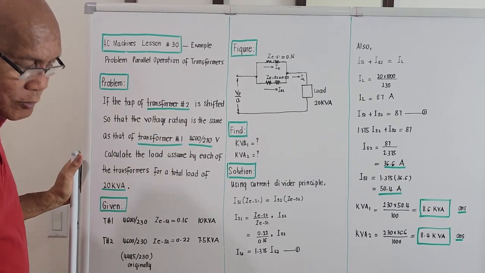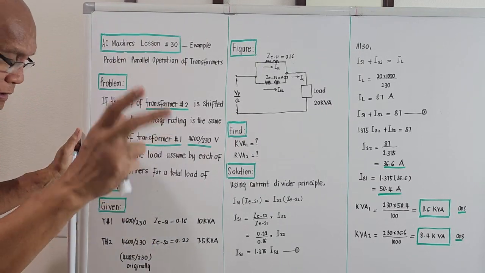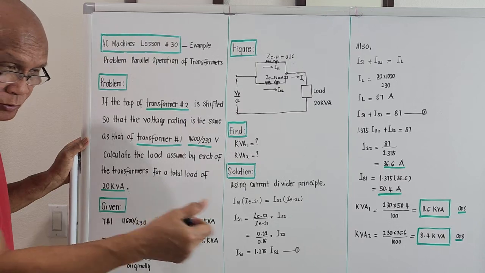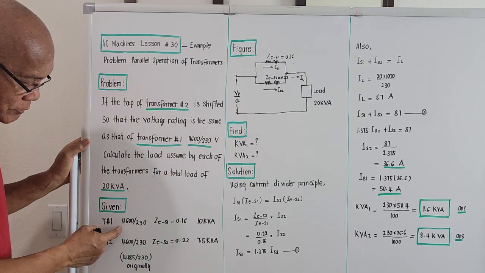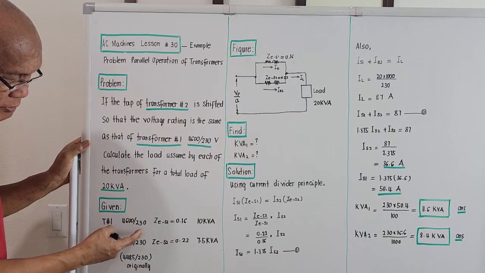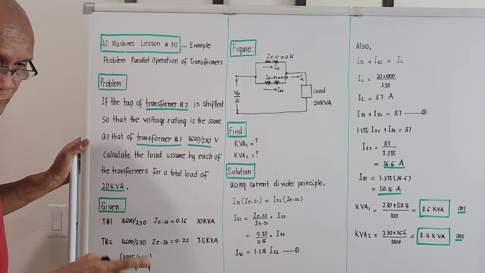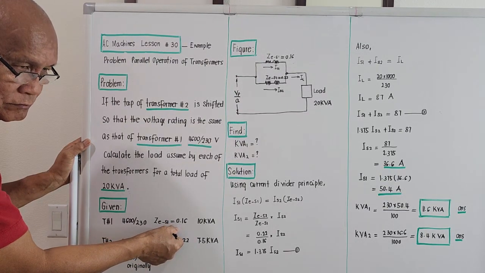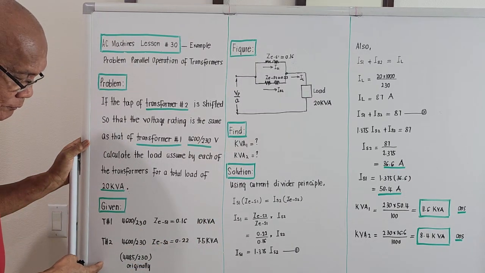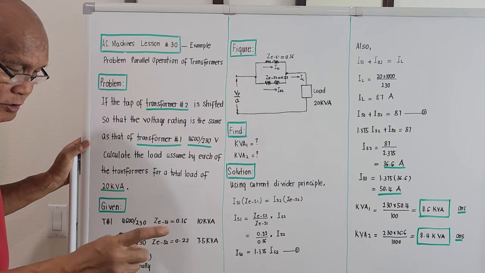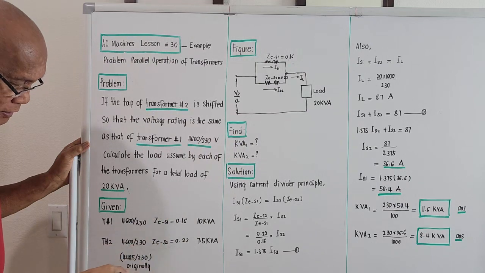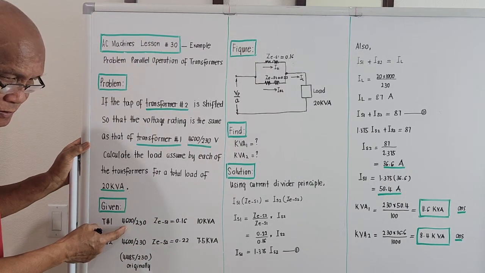Let's try to analyze the problem. What is given for transformer number 1: the voltage specification is 4600 over 230, meaning the primary is 4600, secondary is 230. The equivalent impedance referred to the primary is 0.16 and the rating is 10 kVA. For transformer number 2, the original voltage specification is 4485 over 230, meaning the primary is 4485. It's different from this.